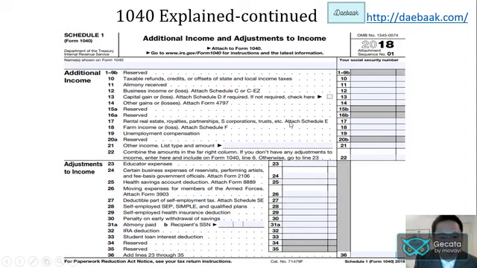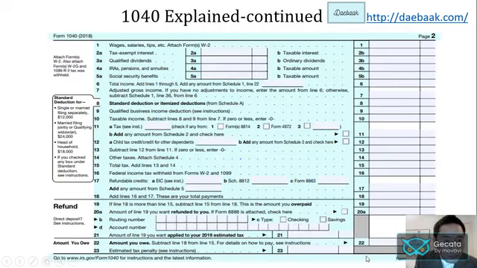This is Schedule 1. If you have this additional income, write them down. If you have any adjustment to income, take a look at this carefully and write them down. And you'll arrive at total additional income on number 22 and adjustment to income total on number 36. So you will arrive at adjusted gross income.